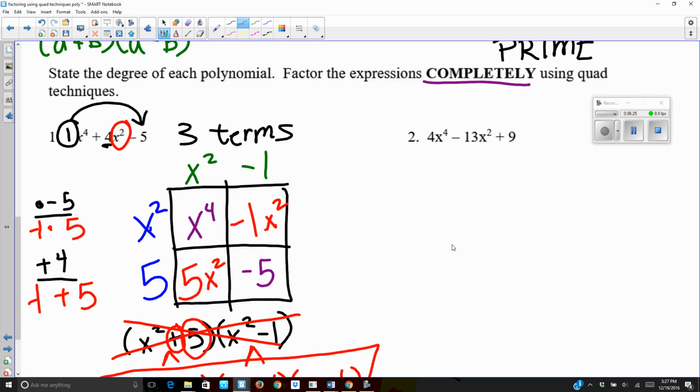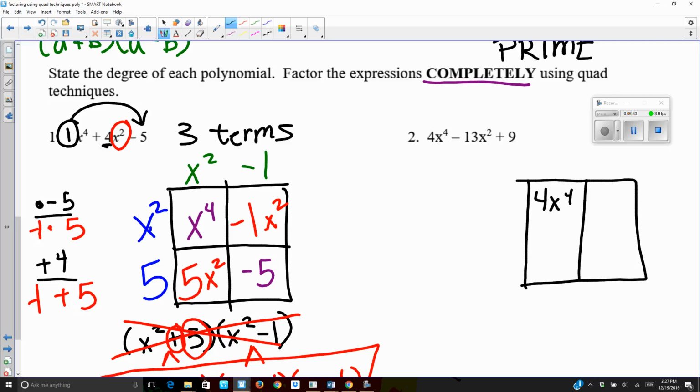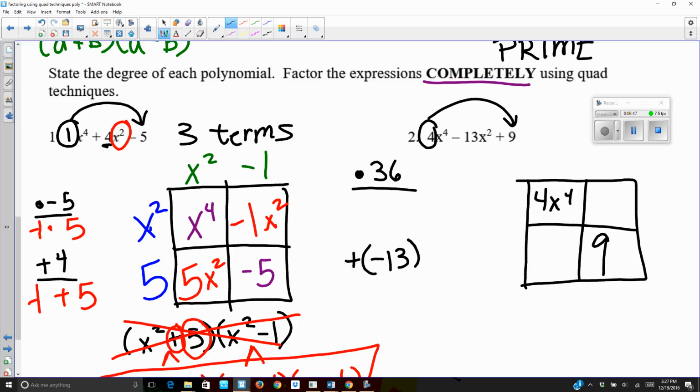Go ahead and try number 2. I'll get you started. 4x to the 4th goes here. 9 goes here. Remember to take the first number and multiply it by the last. You're looking for two numbers that multiply together to give you 36 and add together to give you -13. So go ahead and pause the video, see if you can do this one on your own, and then press play to see the answer.